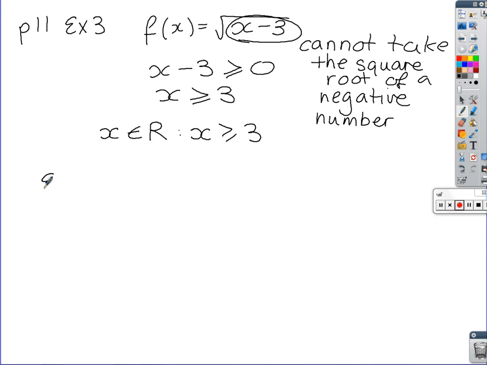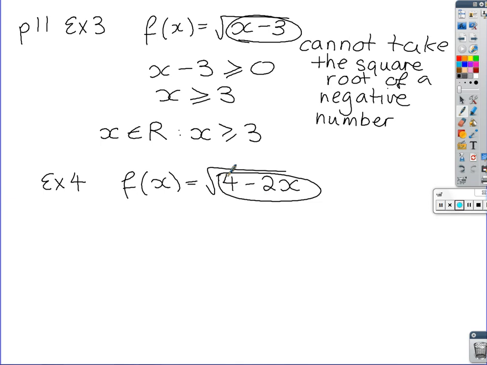Example 4. f of x is equal to the square root of 4 subtract 2x. Again, this uses rule 2. The terms underneath the square root cannot be negative, so 4 subtract 2x must be greater than or equal to 0, or we have a negative number.